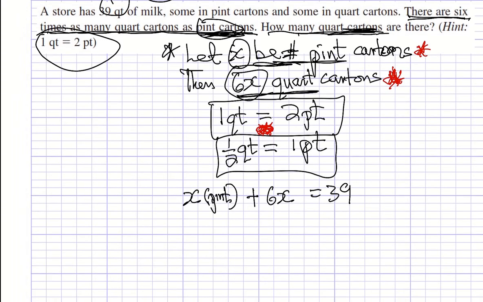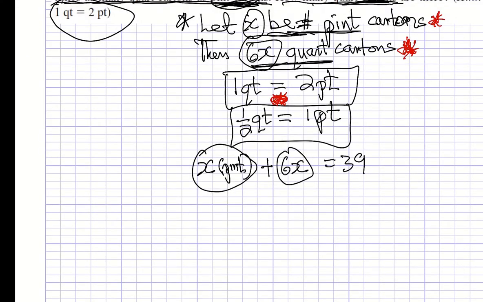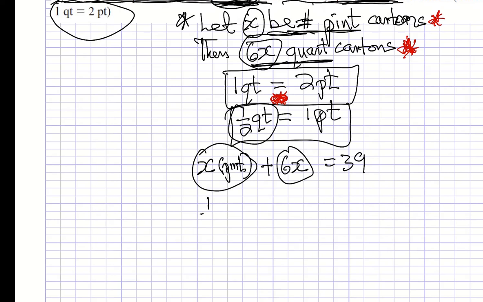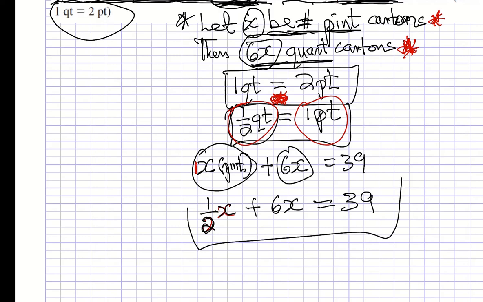Okay. So what we need to do is replace it with that. Instead of 1x, because this here is 1x, we're gonna have half x, because 1 pint is equal to half quart. So you see that, right? I don't want to confuse you, but that's what is going on there. It's gonna be half x plus 6x equals 39. That's the basic equation there.